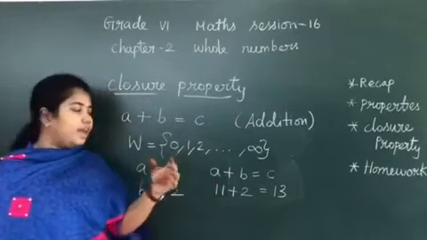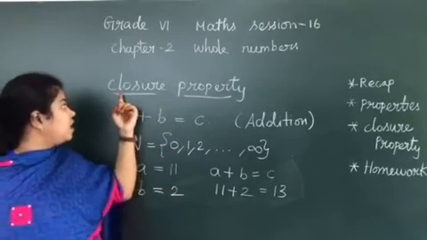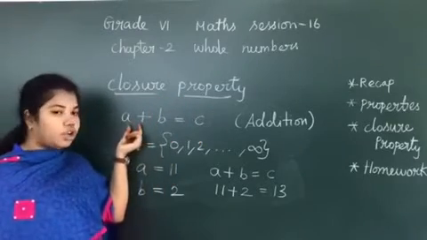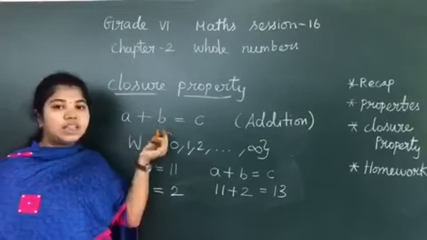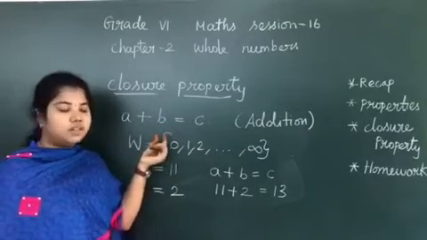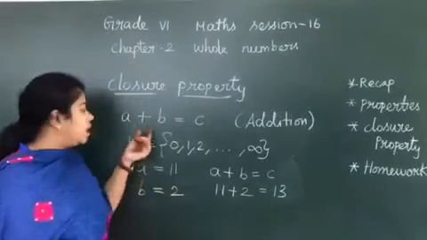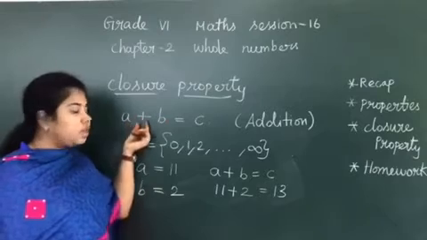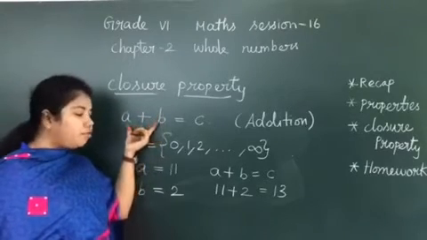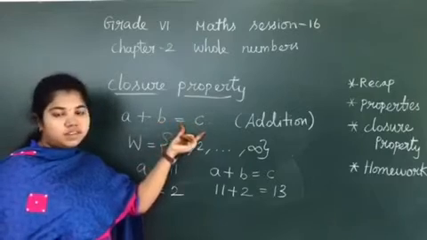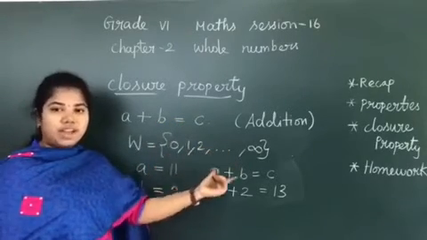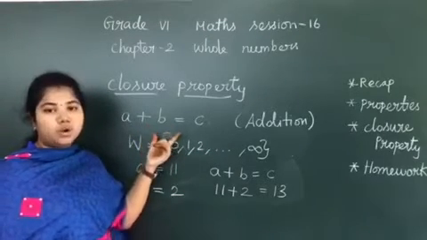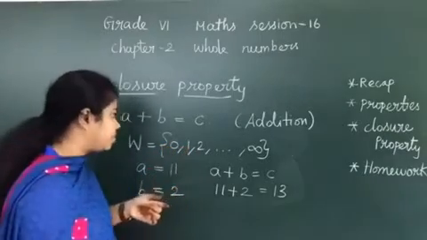Can you understand? Again I will tell you, closure property spelling: C-L-O-S-U-R-E. Closure property. So you are going to take 3 variables. If you are saying the letters, you have to say them as variables. A and B are variables. C is also a variable. A is a whole number, B is a whole number. Then the sum of 2 whole numbers is also a whole number. Then the property is satisfied. Therefore, addition is closed, and the closure property is satisfied under addition. Can you understand?